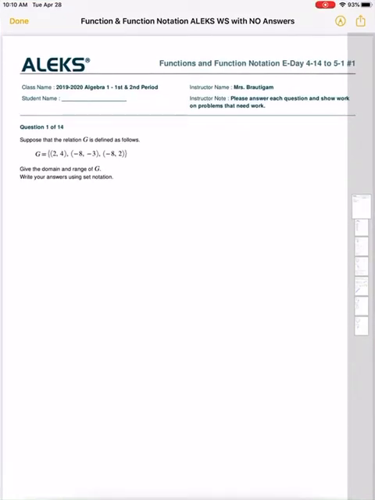Good morning. This is ALEKS assignment number 5, function and function notation. So we're going to go ahead and run through this one, and I will go back and do assignment number 3 for those of you who maybe did not skip it.